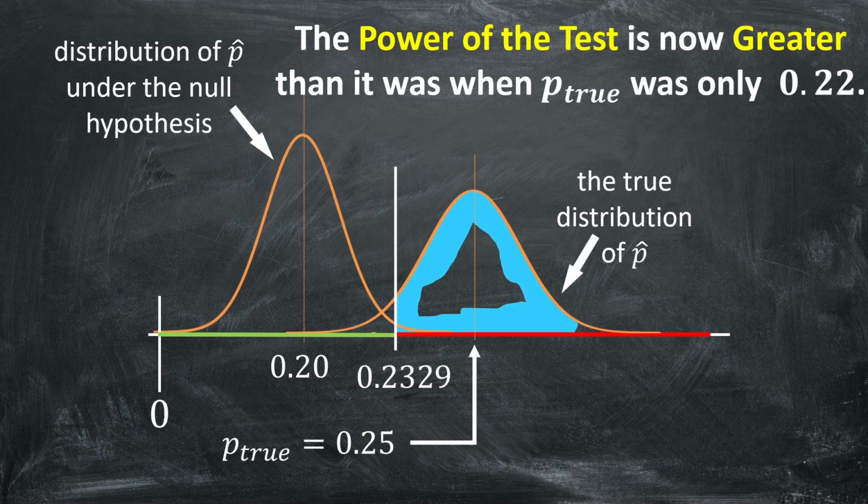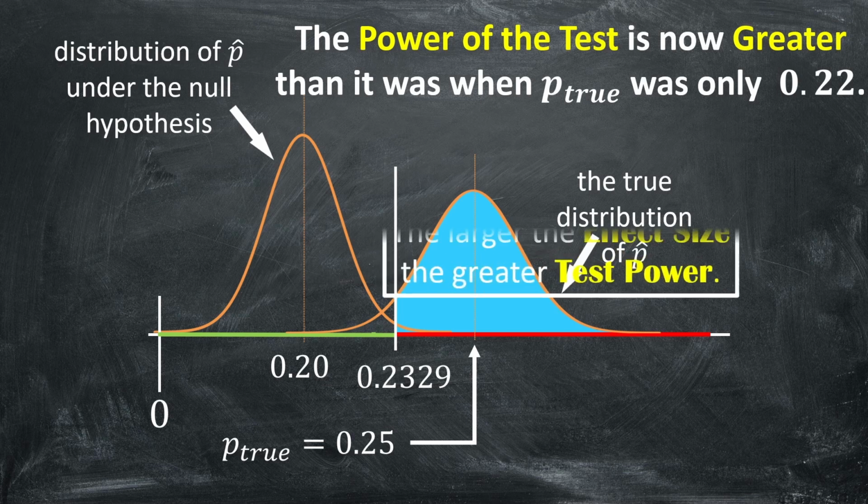Well, now look at the area to the right. Again, we're assuming the null is true, and so we're going to reject the null if p hat falls in the red zone. And now, given that the true distribution is the one on the right, you can see that the probability under that distribution that p hat is in the red zone is a very big number. It's the blue shaded area. So increasing the effect size increased the power of the test.